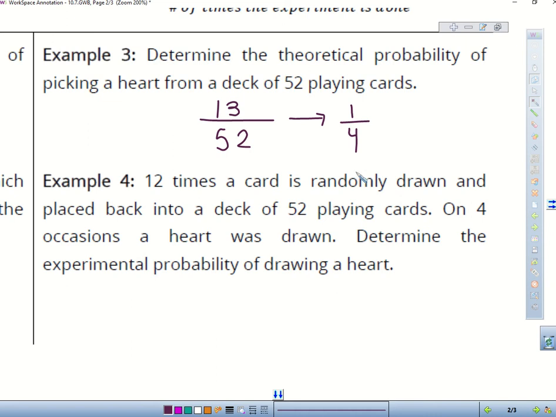12 times a card is randomly drawn and placed back into a deck of 52 playing cards. On 4 occasions, a heart was drawn. Determine the experimental probability of drawing a heart. 1/3. Good, yeah. So basically, you drew a heart 4 times out of the 12 draws. Now, it's important they mention with replacement, because if you didn't replace it, you'd have to do the consecutive denominators, right? The depreciating denominators, okay? So this would give you 1/3. So any questions thus far? Pretty easy. All right.